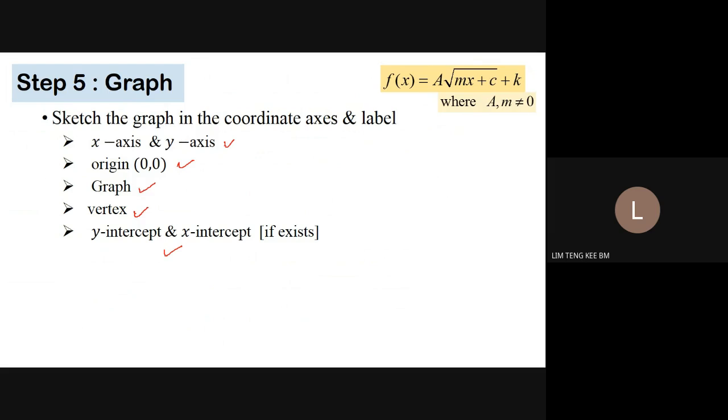So this is the general idea for graph sketching in the case of absolute value functions. By the way, in this slide, I think there is an error. By right, this is supposed to be the modulus of mx plus c, plus k. This is the one that we refer to as the modulus function. Okay, so in the next video, we will look at examples for absolute value functions.